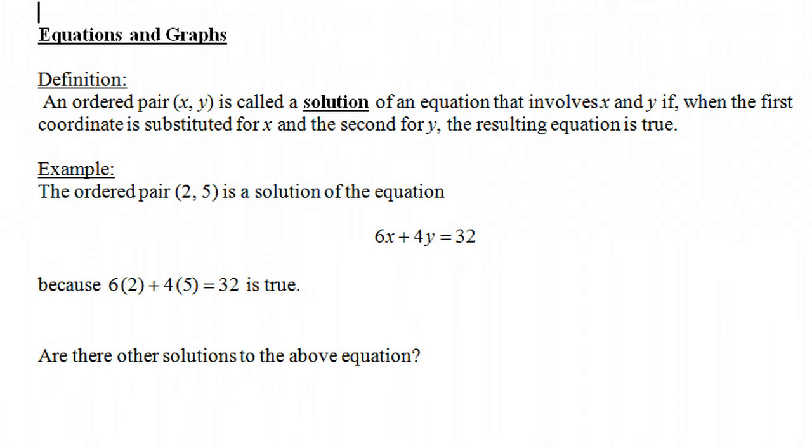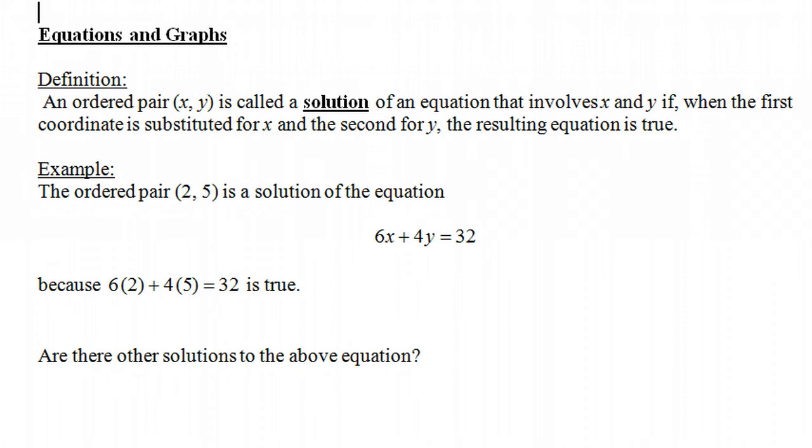Now, as an example, the ordered pair 2 comma 5 is a solution of the equation 6x plus 4y equals 32, because when you plug in 2 for x and 5 for y, you get a true statement. 12 plus 20 does equal 32. Now, are there other solutions to the above equation? The answer is yes.